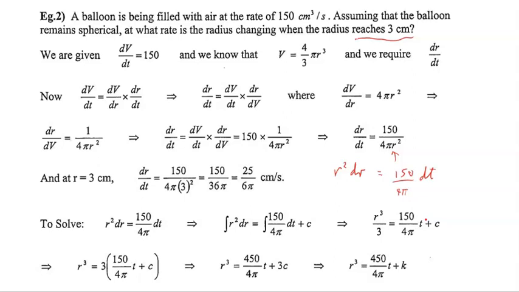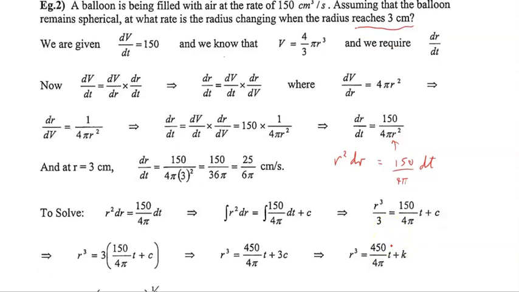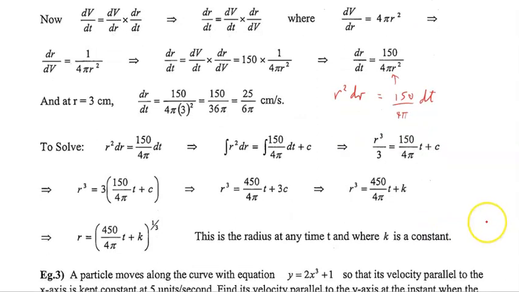Why don't we multiply through by 3, so we get r³ is 3 times 150 on 4π times (t plus c). Expanding that out, we have r³ is 450 on 4π times t plus 3c, and we're just going to tidy up that 3c and call it k. So 3 times c is equal to a new constant k, just to tidy things up a bit. Then we take the cube root of both sides. So r as a function of t is (450 on 4π times t plus our constant k) all to the power of 1/3.